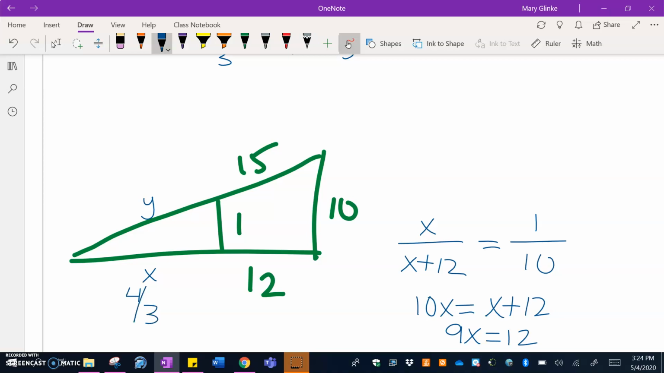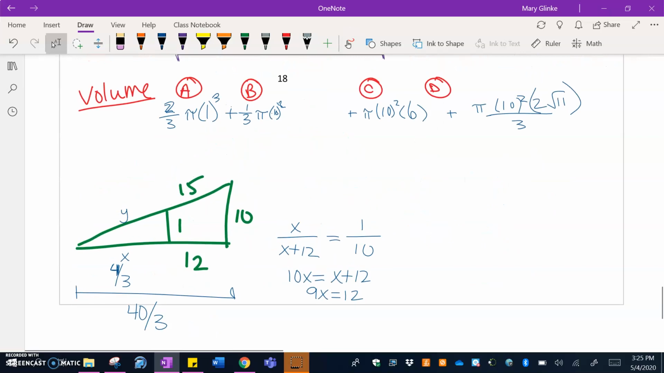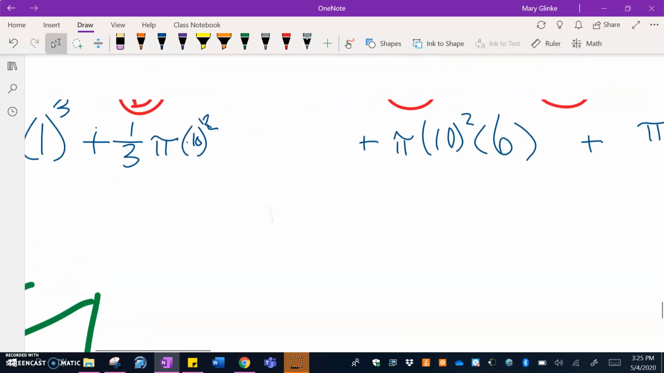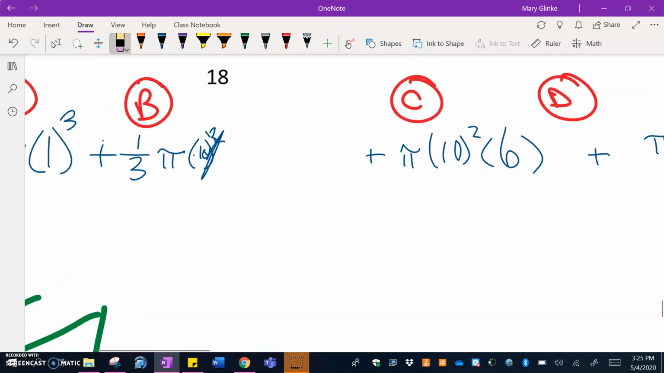And that represents the height of the smaller cone, which means if we add that to 12, that's going to end up being the height of the larger cone. So when we add those two together, we end up with 40/3 being the height of the larger cone. Okay, so if we go over here, we needed that for part B. It was 1/3 pi r squared. Ooh, sorry.